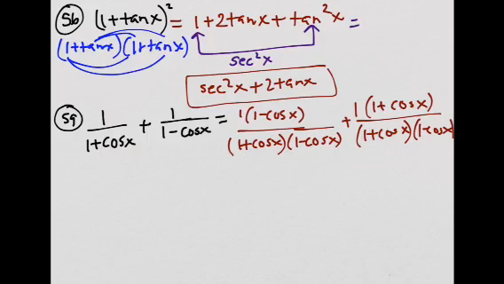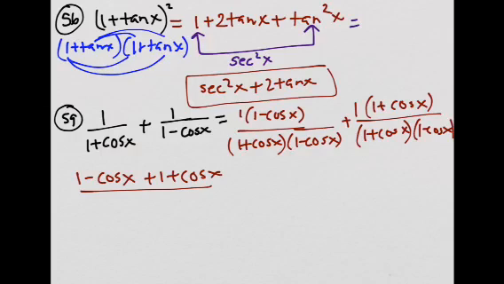Okay, so distribute the 1. So in the numerator, now that we have the same denominator, we can combine the two. I'm going to do that in this next step. Distribute the 1, so I get 1 minus cosine x. Distribute the other one, I get plus 1 plus cosine x.